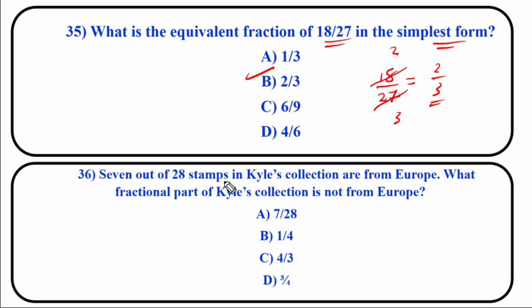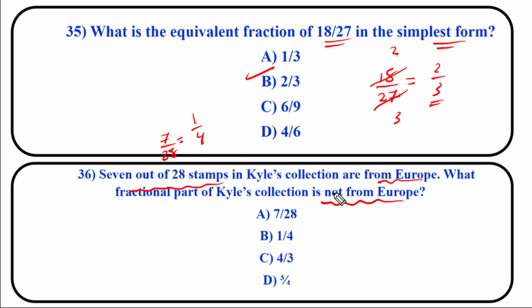Next, 7 out of 28 stamps. Now the fraction here is 7 over 28. In the simplest form we can divide by 7 equals 1 over 4. Now 1 over 4 of the stamps in Kylie's collection are from Europe. What fractional part of Kylie's collection is not from Europe?